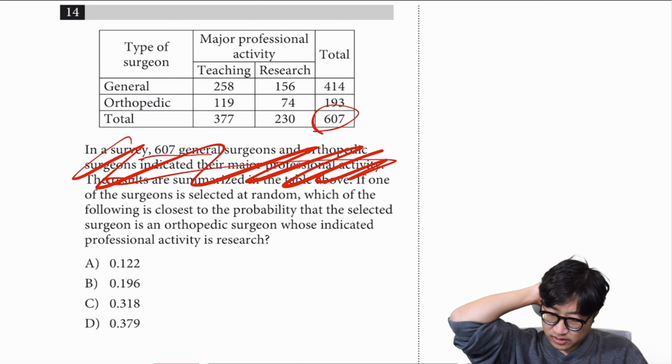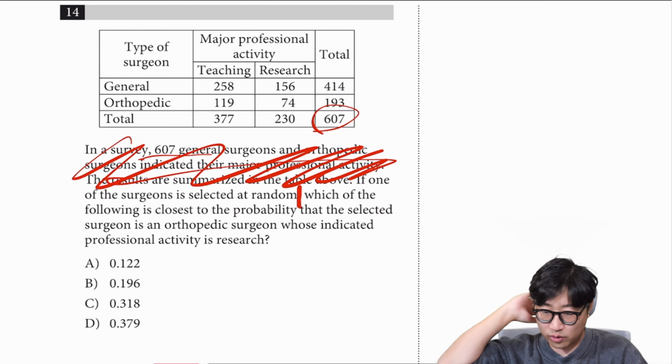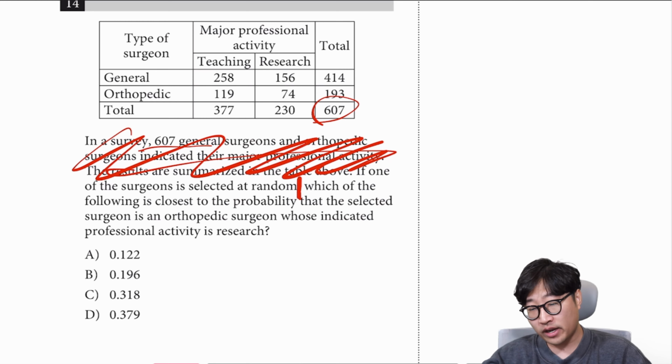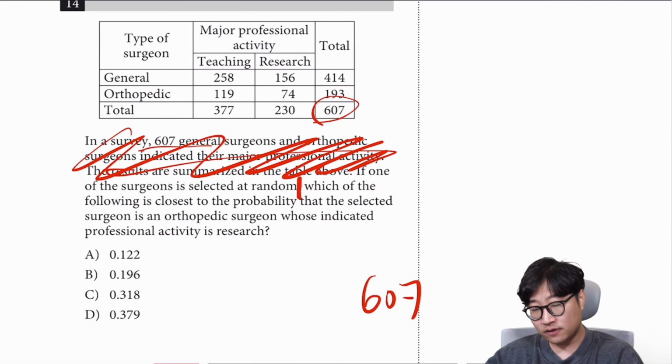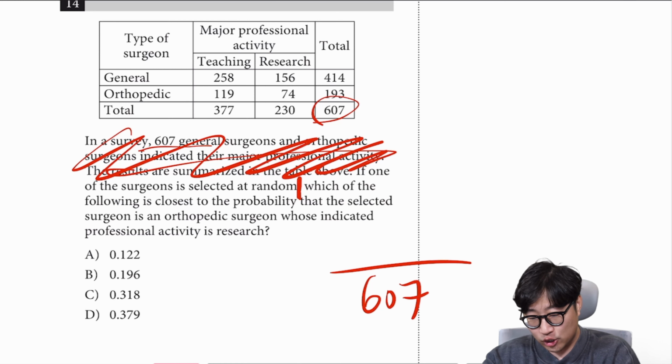If one of the surgeons is selected at random, so it's not like we have to pick from the teaching or orthopedic. We're just picking a surgeon. So one of the surgeons is selected at random, so we can go ahead and pick out of the 607. Which of the following is the probability that the selected surgeon is an orthopedic surgeon?